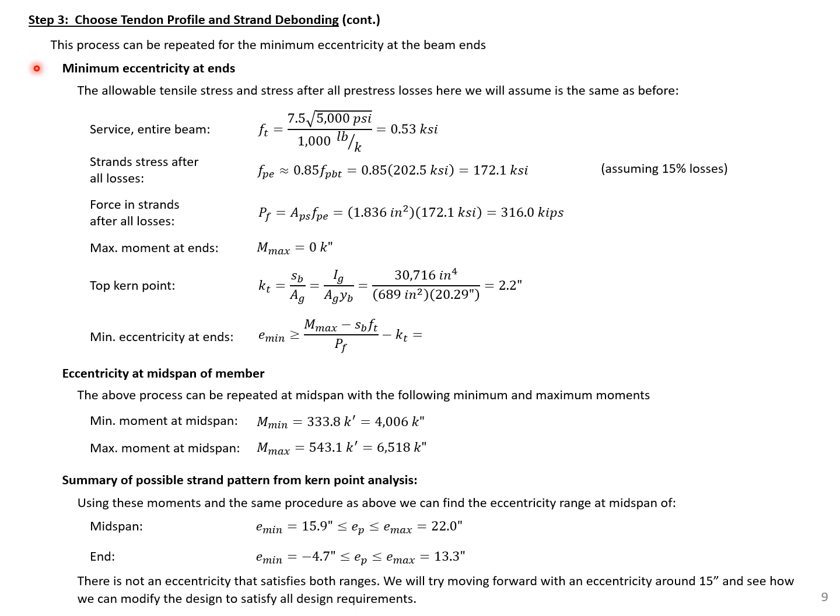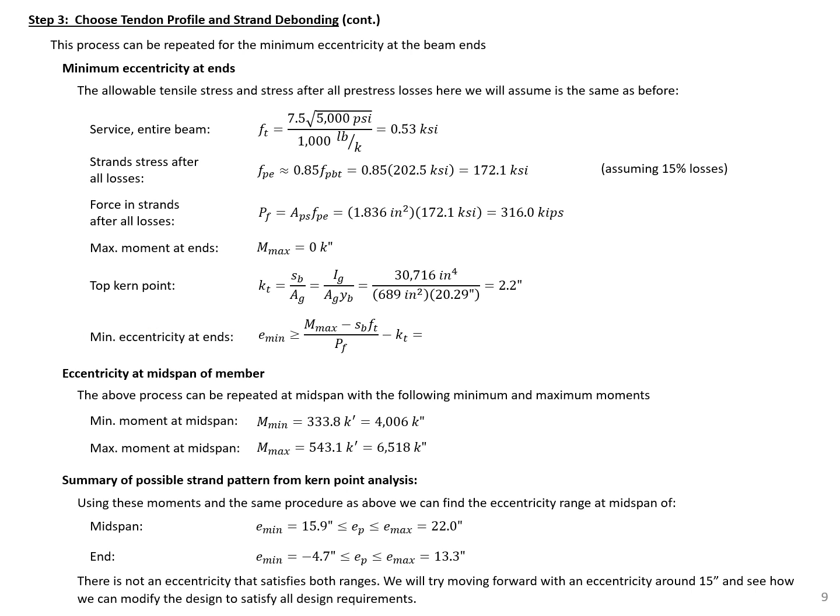We can do a similar process to calculate our minimum eccentricity at the ends. The minimum eccentricity at the ends is going to be based on our service state. So the service tension limit we found before, at service, we have to include all losses. So we're going to assume 15% losses again. Use that with our 12 strands to calculate the total force in the strands. And at the ends, we still have no moment. Our top current point, we can use the equation shown here based on the bottom section modulus and the gross area.